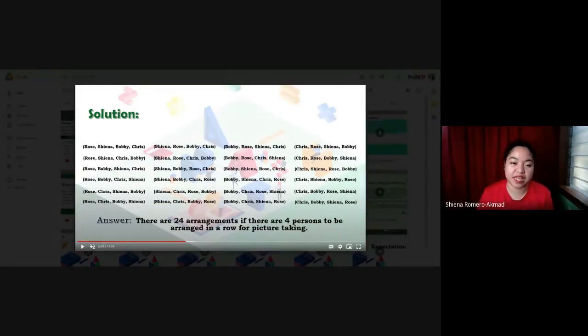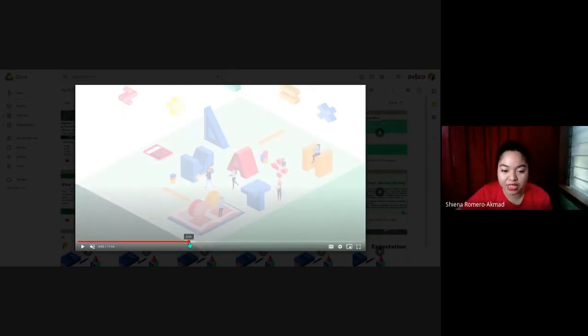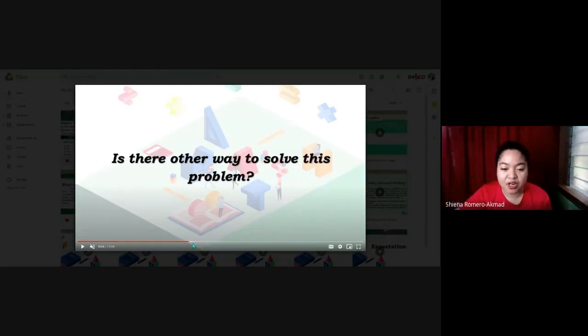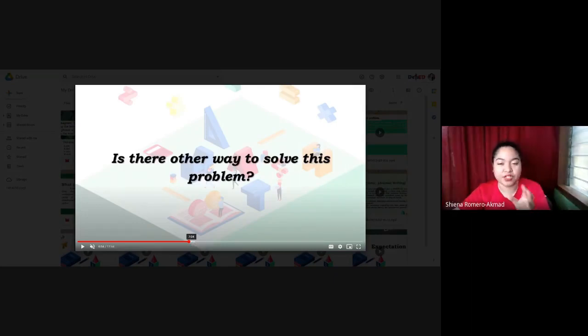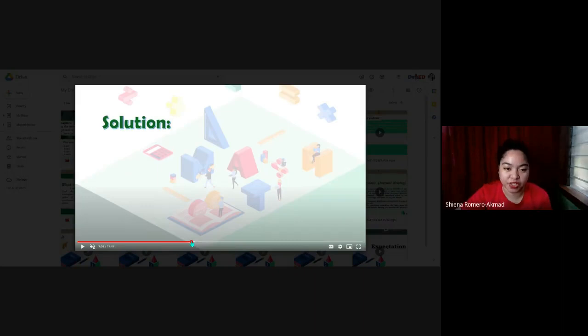So aside from listing, aside from arranging the letters, writing down the names, can we also use different processes, steps for us to get the answer? Kasi ang answer ay 24. So ano kaya yung pwede natin gawin? Of course, meron tayong easier way to do this. And that is for us to observe the pattern. Or should I say, the placing of each person in each position.